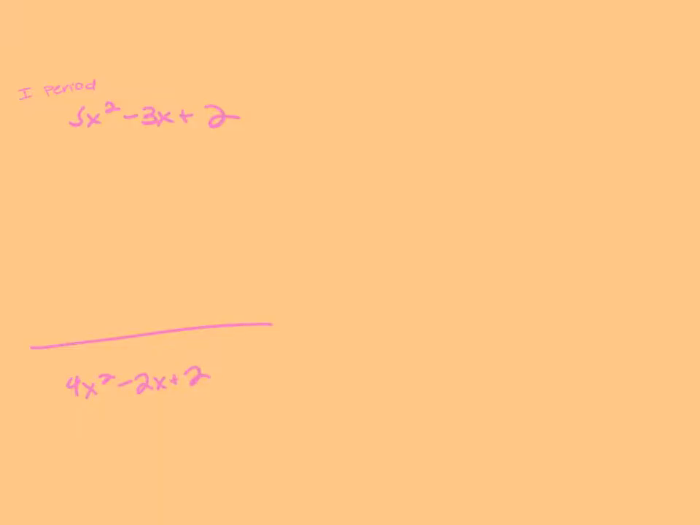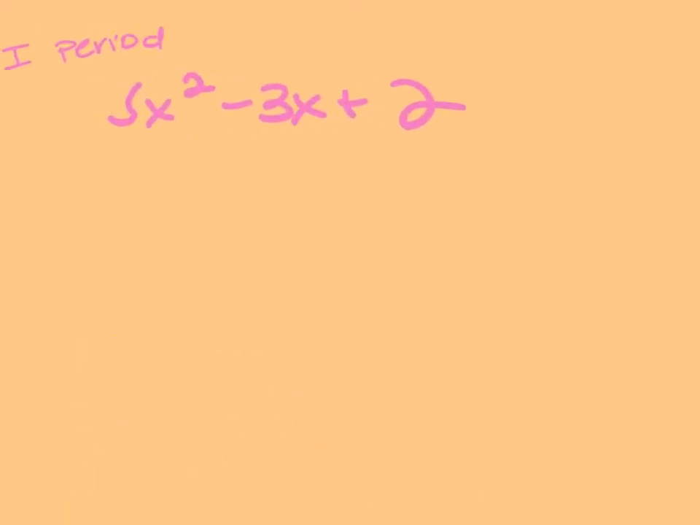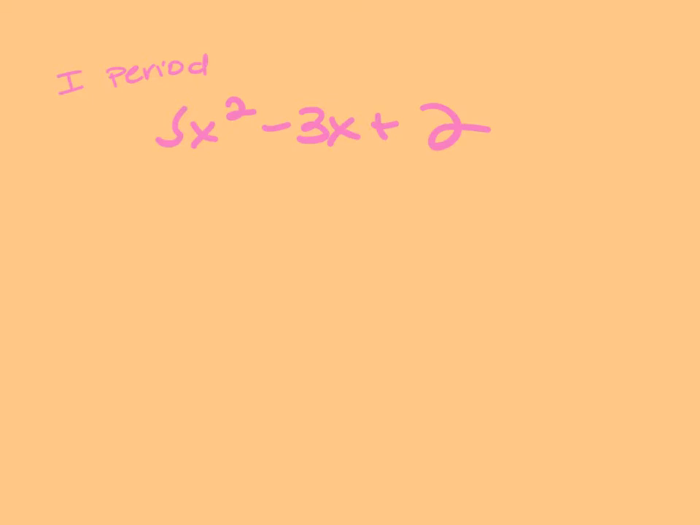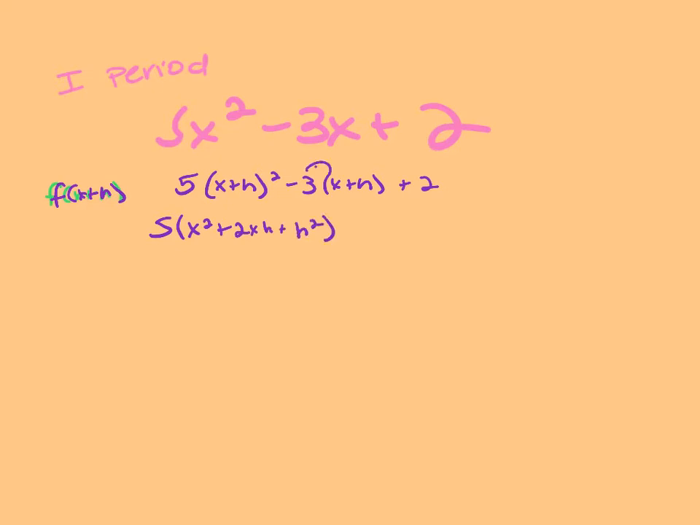Okay, here's the difference quotient for I period from the test. So you had to do f of x plus h. Take the x plus h and plug it in. So 5 times x plus h squared minus 3 times x plus h plus 2. That x plus h squared is x squared plus 2xh plus h squared. Distribute the negative 3. 5x squared plus 10xh plus 5h squared.